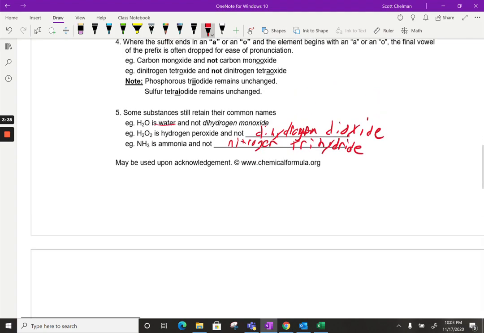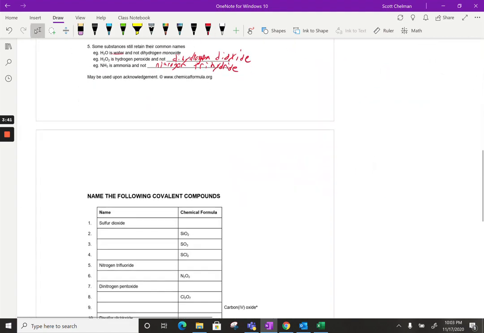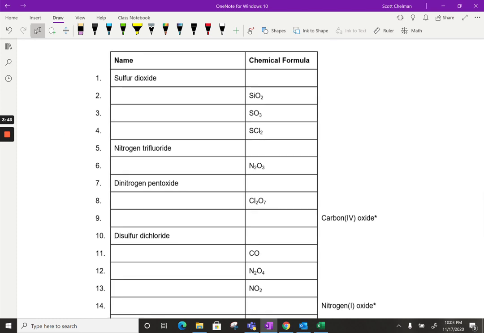So with just those 5 rules, keep those in mind. It makes this a lot easier, I think, than the ionic compounds. So here you have sulfur dioxide. That means you have 1 sulfur, and di means 2, so then you're going to have 2 oxygens. Here you have silicon and 2 oxygens. So that means silicon dioxide.